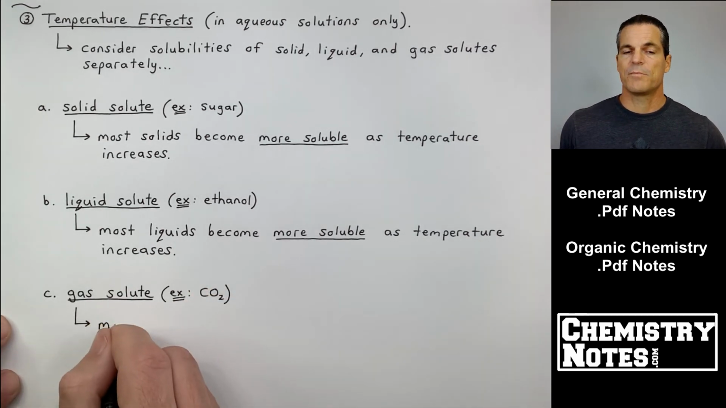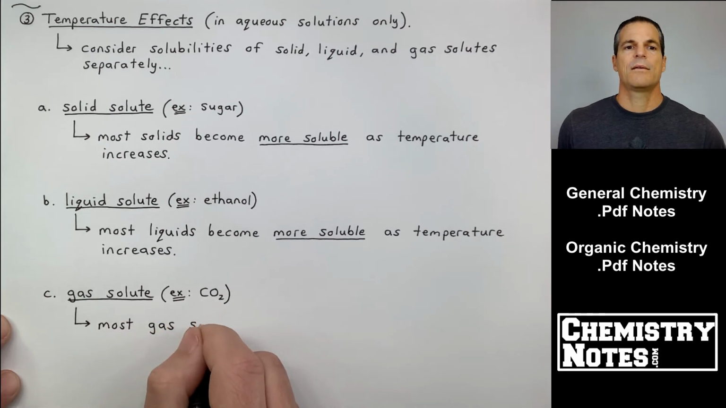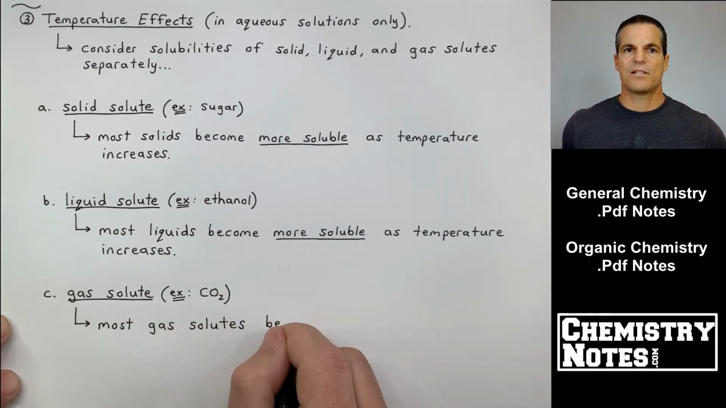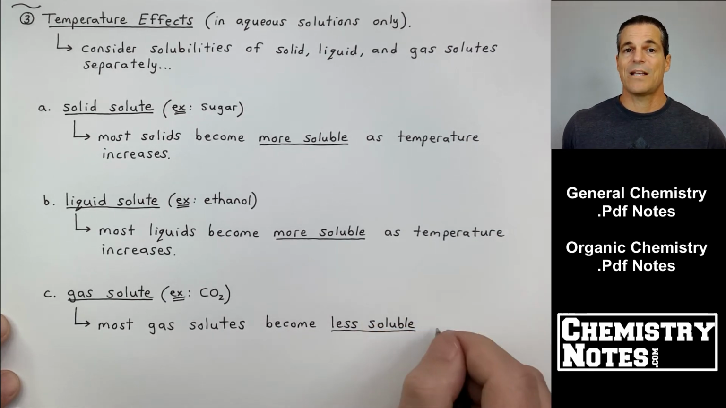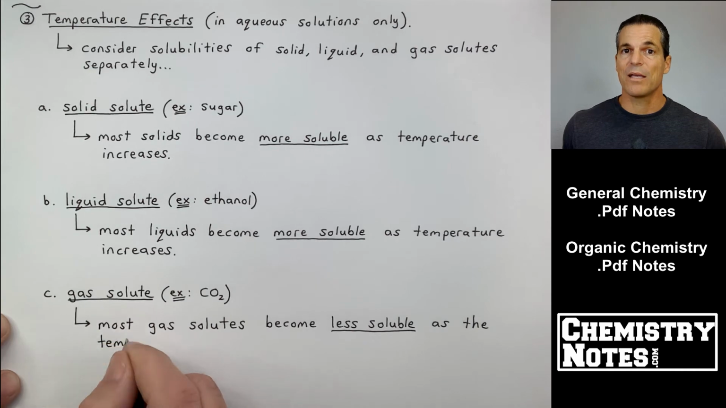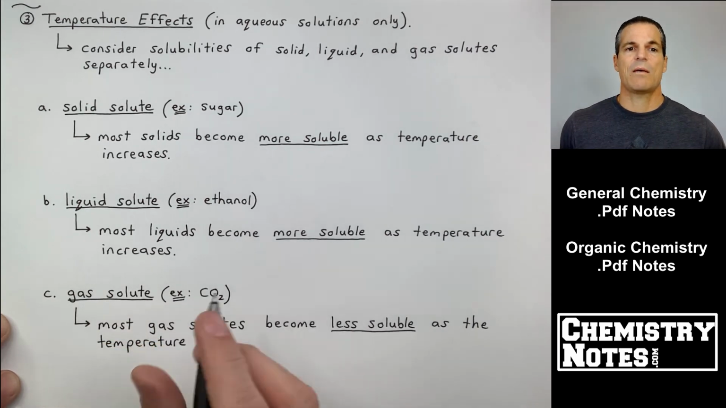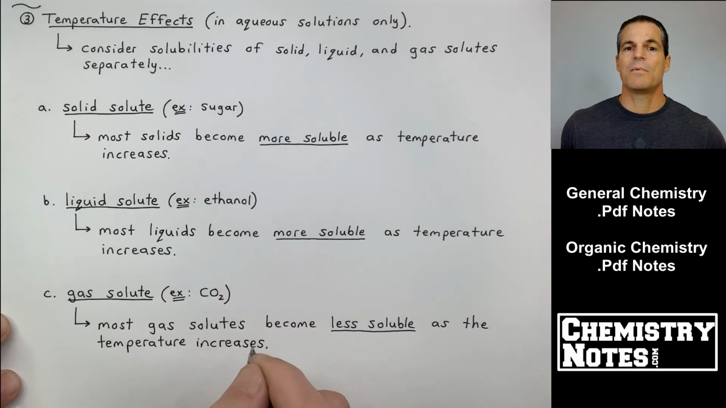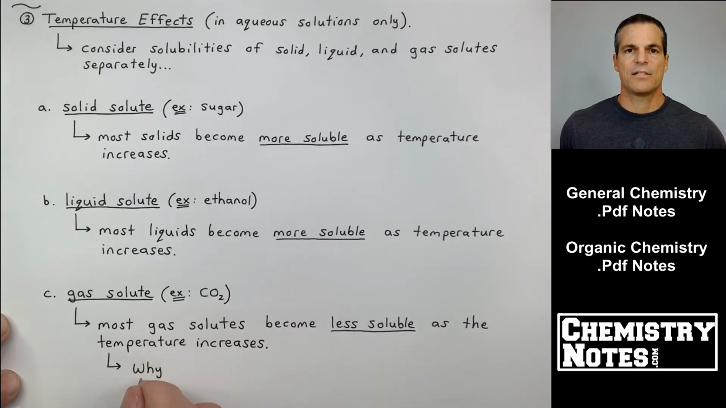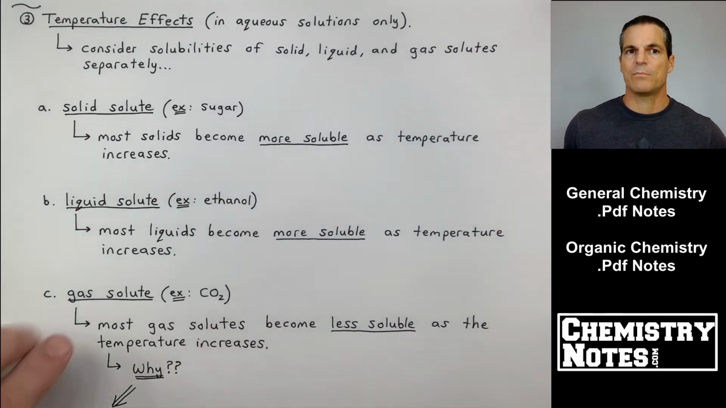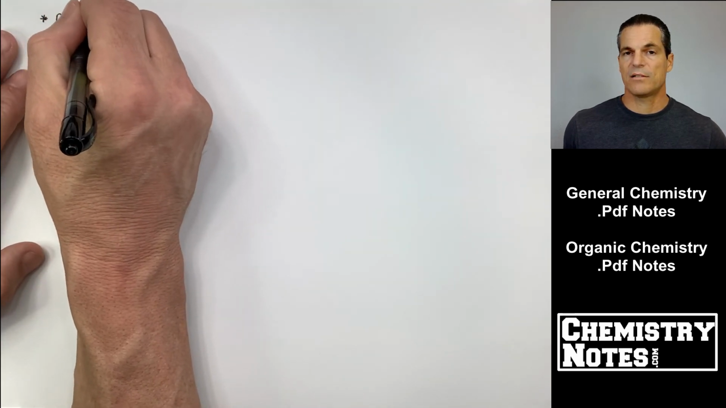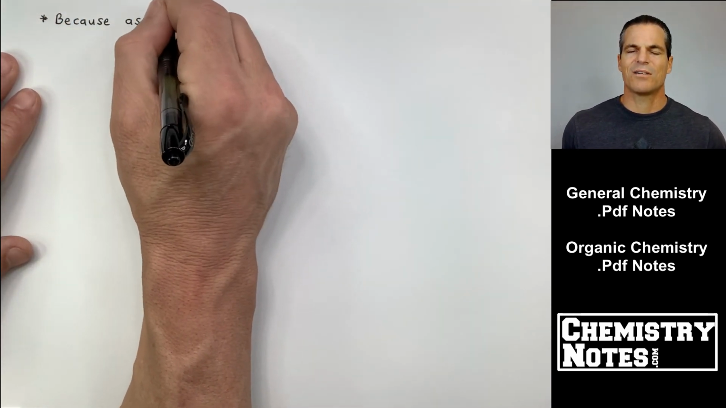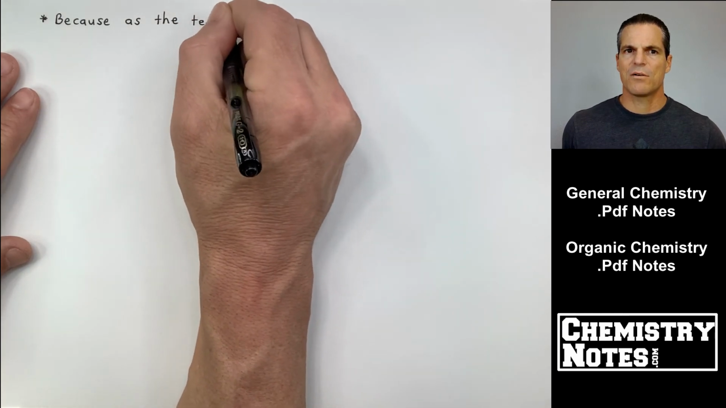Gases misbehave. They are the other way around, okay? If you increase the temperature of a solution, gas molecules have more kinetic energy, and then they're capable of escaping into the vapor phase. So what that means is most gas solutes become less soluble as the temperature increases. Now, I just said a little bit about that out loud, but why is this? Well, at the top of this page of notes, we'll write the answer for that. How come gas solutes are less soluble as temperature increases?